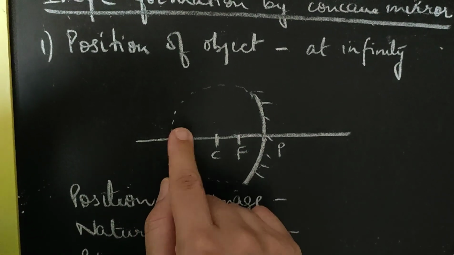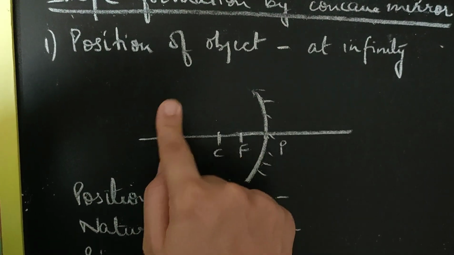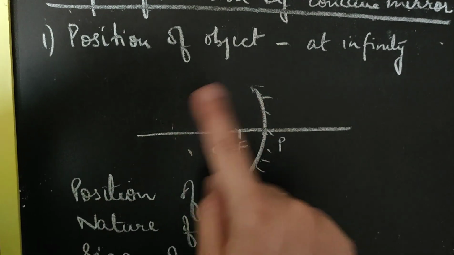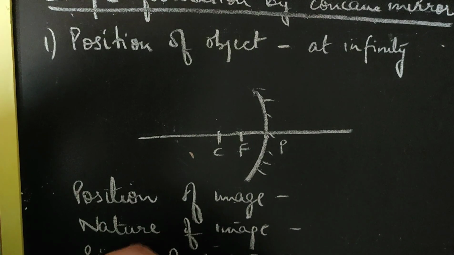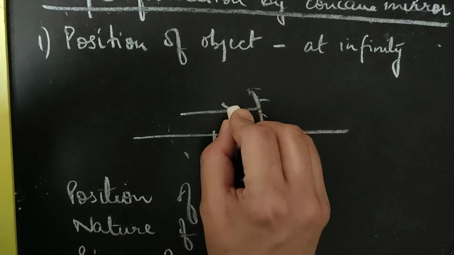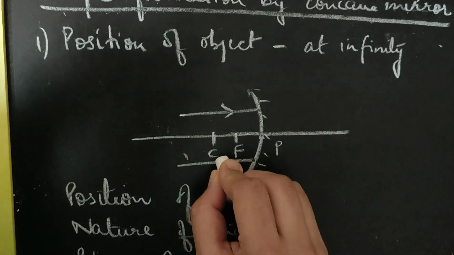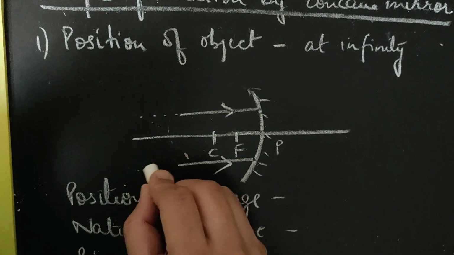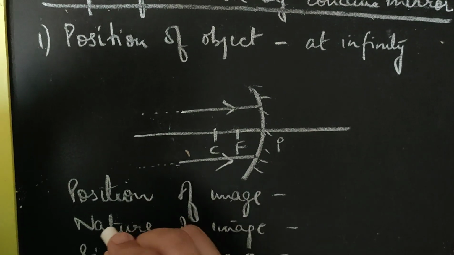You may remove these dots. ये जो डॉटेड लाइन है ये आप रिमूव कर सकते हैं. This was just to locate C and F. Now when the object is at infinity, पैरेलल लाइट रेज से हम रिप्रेजेंट करते हैं उसको. So these are parallel light rays which are coming from infinity. Object is at infinity. ऐसे dotted line भी दिखती है कई बार books में अगर आप देखेंगे.